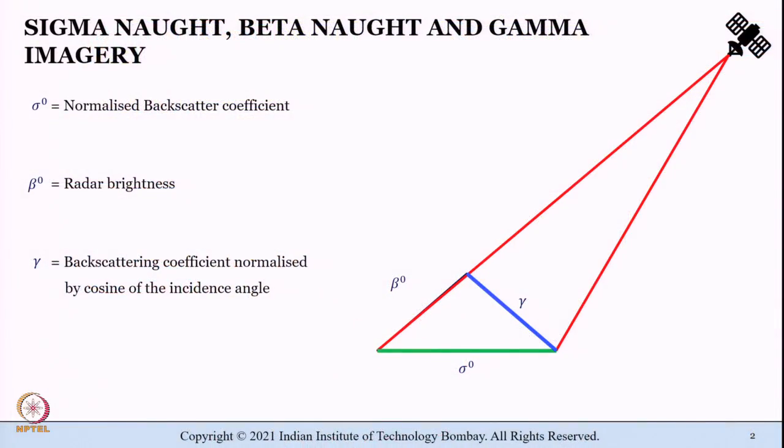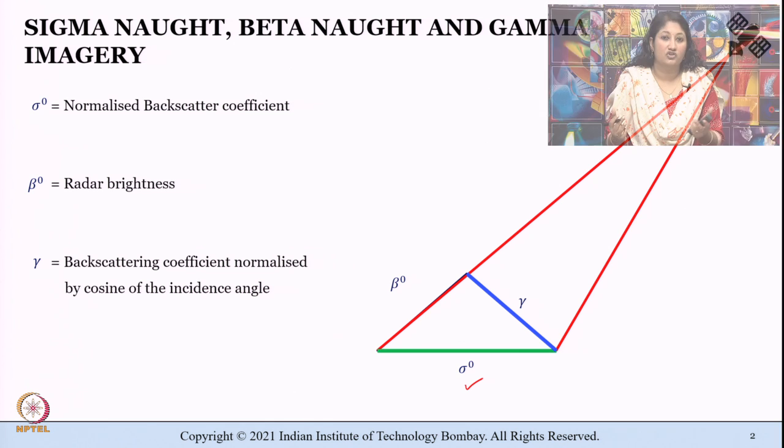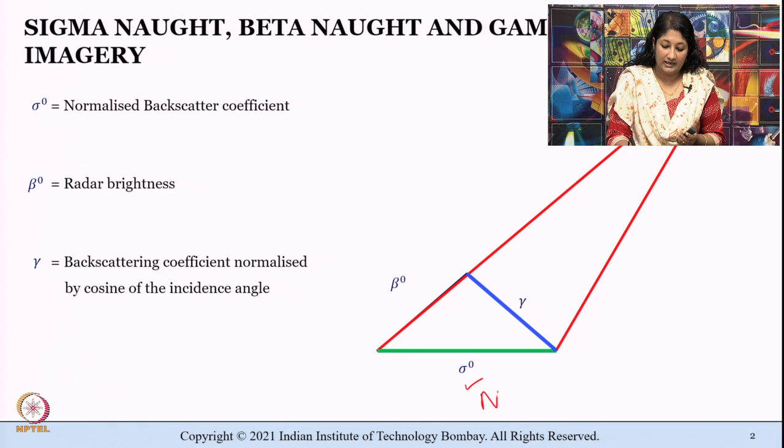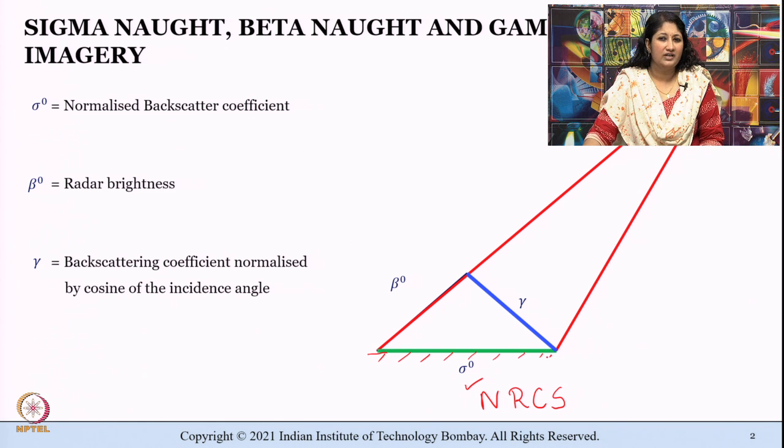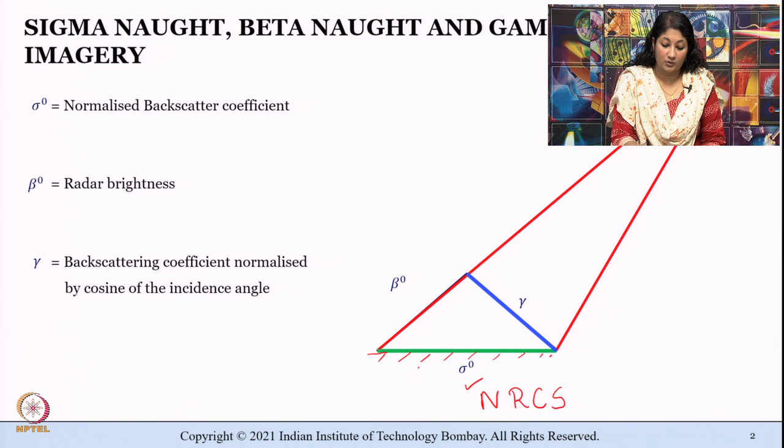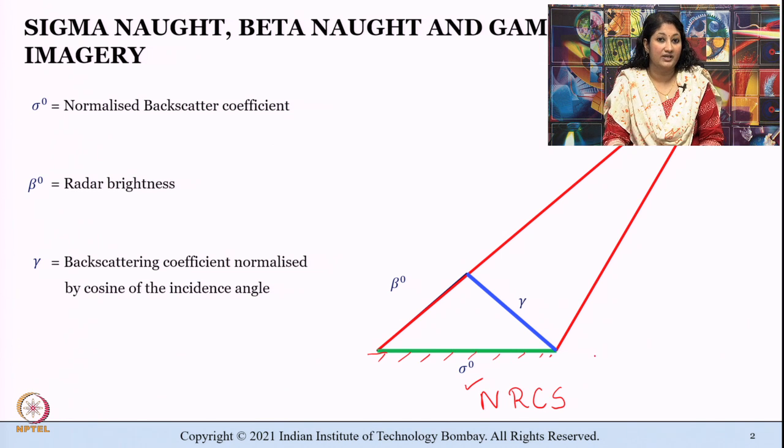To refresh your memory, sigma naught is the normalized backscatter coefficient, and we also refer to it as the differential radar cross section or normalized radar cross section, abbreviated as NRCS. Assume this is the ground surface. Shown in the diagram is the normalized radar cross section, normalized over the actual ground area. So, the area considered is the actual ground area.